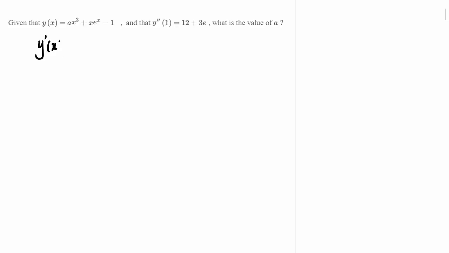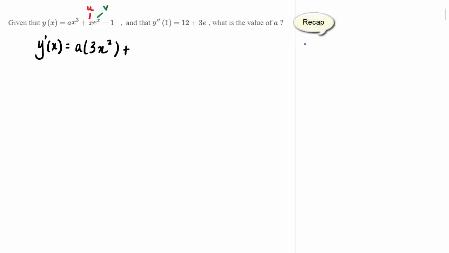Y prime x, or the first derivative of y, will be equals to, keep the a here, bring down the power 3, reduce the power 3 by 1, which will give us 2, plus, here we have a product of two functions. We can treat x as function u in terms of x, and we can treat this as v.